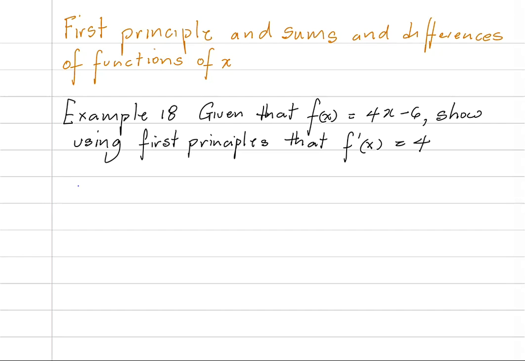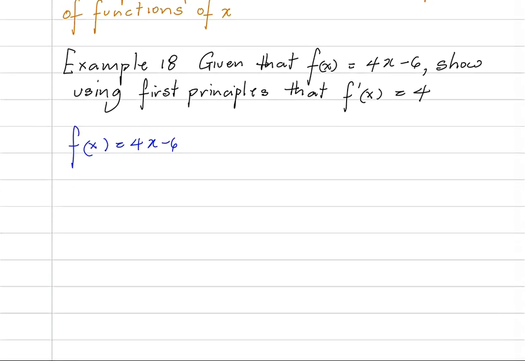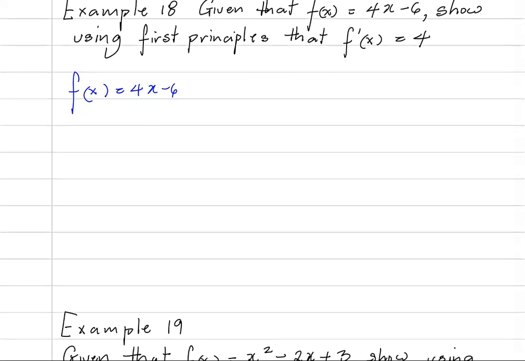Well, first of all, f of x is equal to 4x minus 6. And f of x plus h is equal to 4 times x plus h minus 6. So to find f of x plus h, in f, wherever you see x, you're going to take out x and put x plus h. So let's expand this. This is 4x plus 4h minus 6.